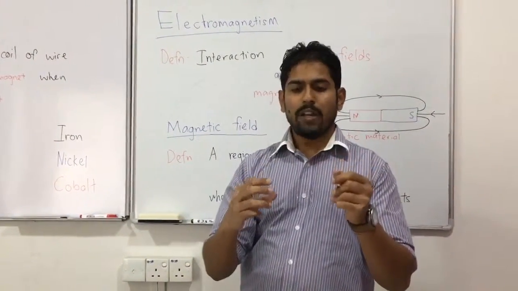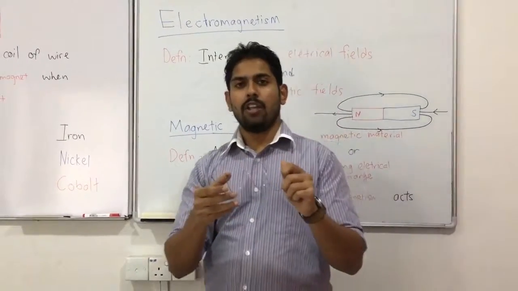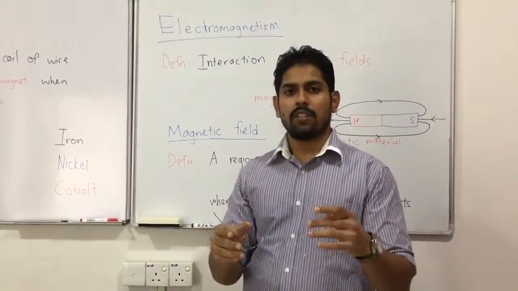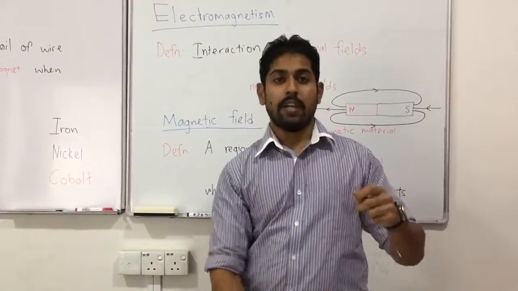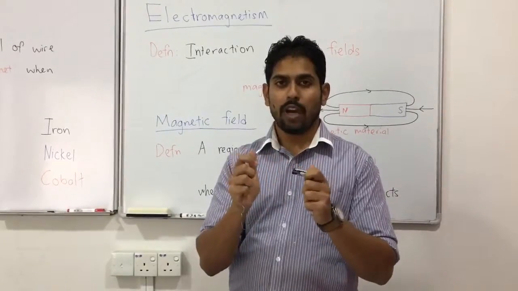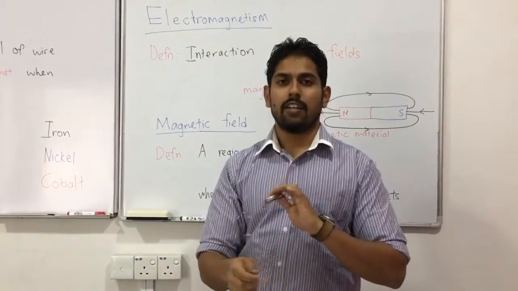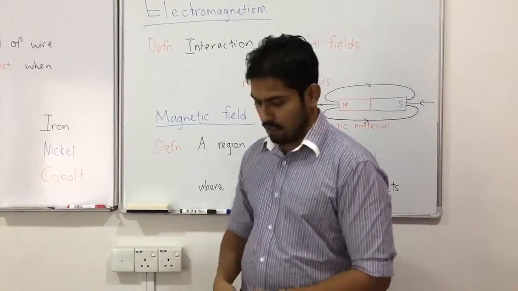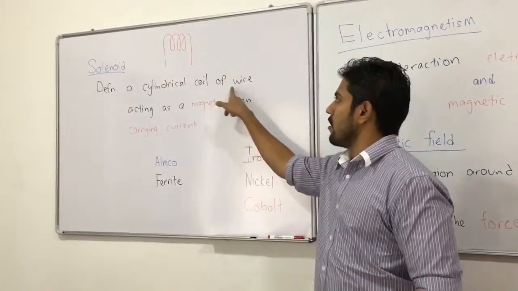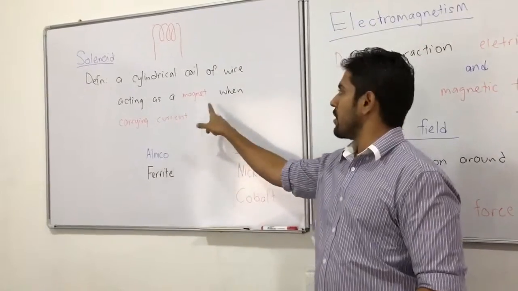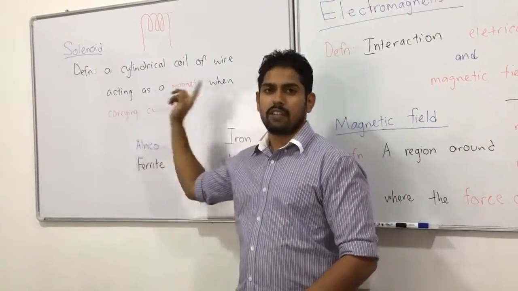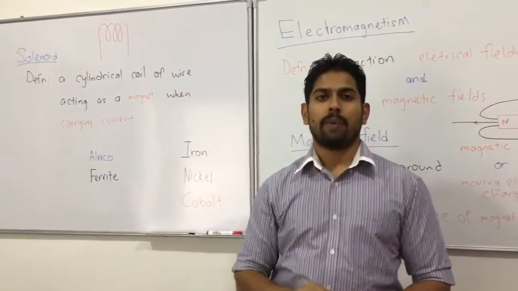Alright? So why do we do this? The moment you've coiled it, the field is more focused. Alright? And if I connect this now to a power source such as this battery, it can start acting like a magnet. Because why? For the same reason, the electrical fields have been focused. Alright? So we'll look at the definition now. Solenoid: a cylindrical coil of wire acting as a magnet when carrying current. It can only do this when there is current. So that is how an electromagnet is made.